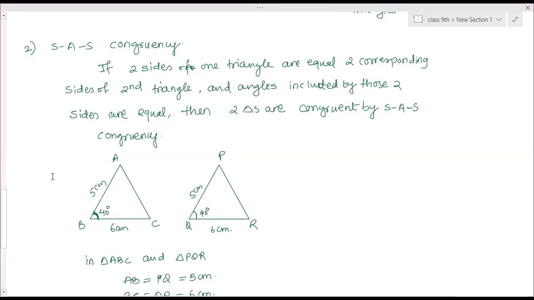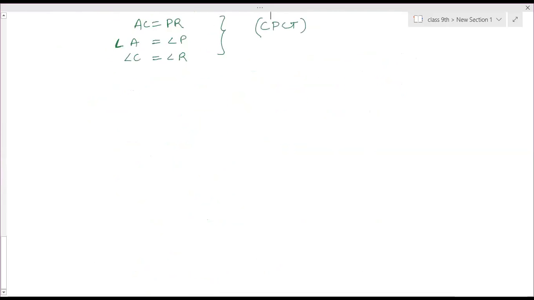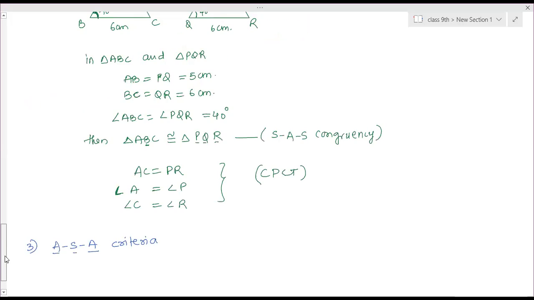Now we have to move ahead to the third property, that is the third criteria, the ASA criteria. The name itself tells: angle, side, angle. That means two angles of one triangle and the included side between those two angles are equal to those of the other triangle. Then those two triangles are congruent triangles by ASA.